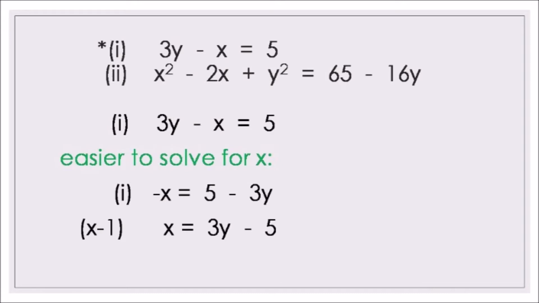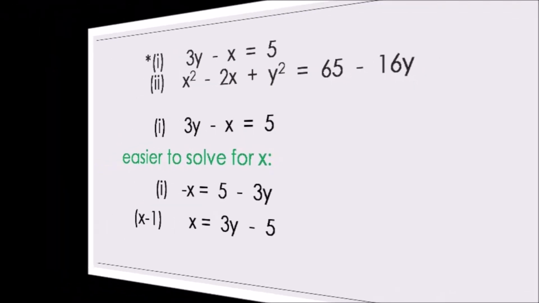So solve for x. Minus x equals 5 minus 3y, and then you multiply by negative 1. So x is equal to 3y minus 5. Okay, so that's the equation you're using, and you're solving it for x. That's your value for x that you will need to substitute into the next equation.